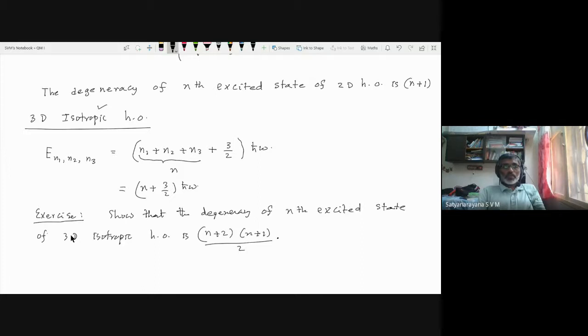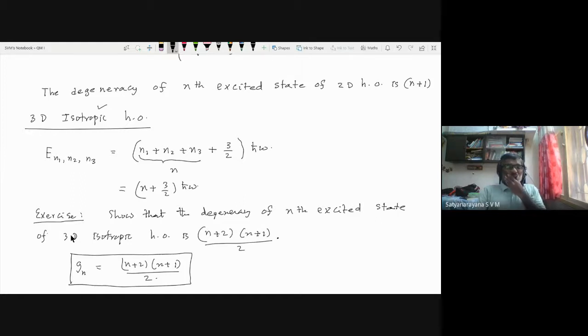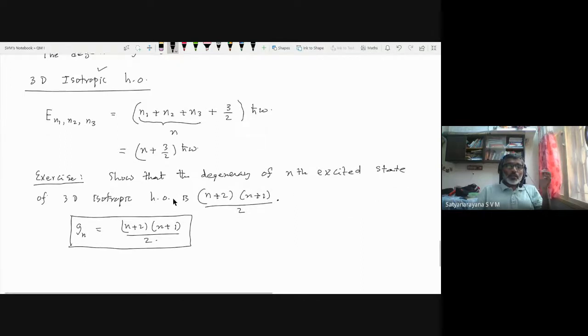So if you are denoting Gn as the degeneracy of the nth excited state, then Gn is equal to n plus 2 into n plus 1 by 2. So maybe you can write down a few different cases, and then generalize from there. You can adopt any strategy of showing this result. But this is the result, n plus 2 into n plus 1 by 2.